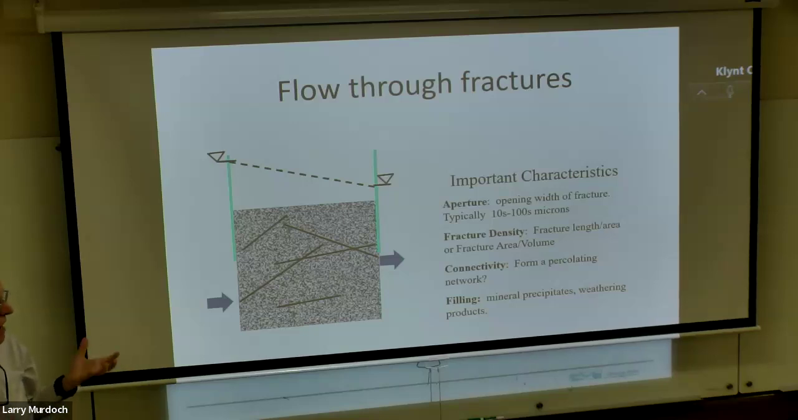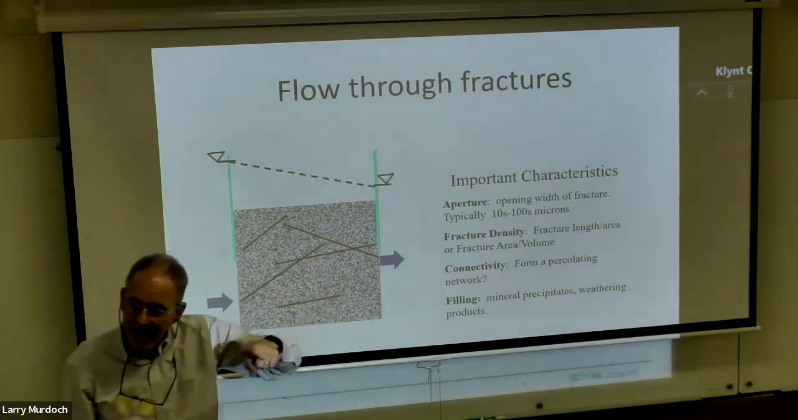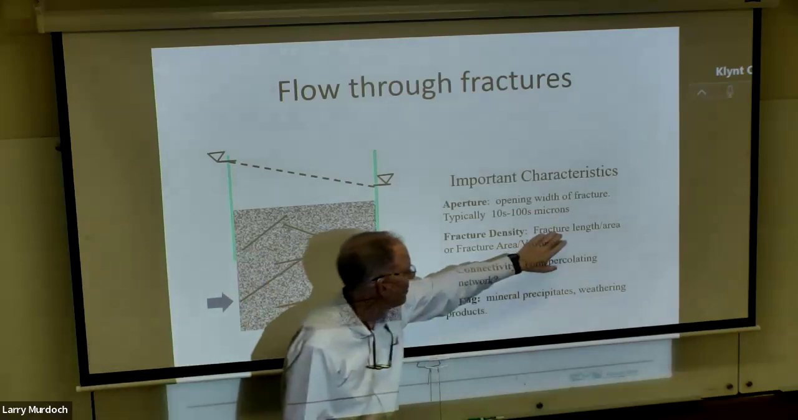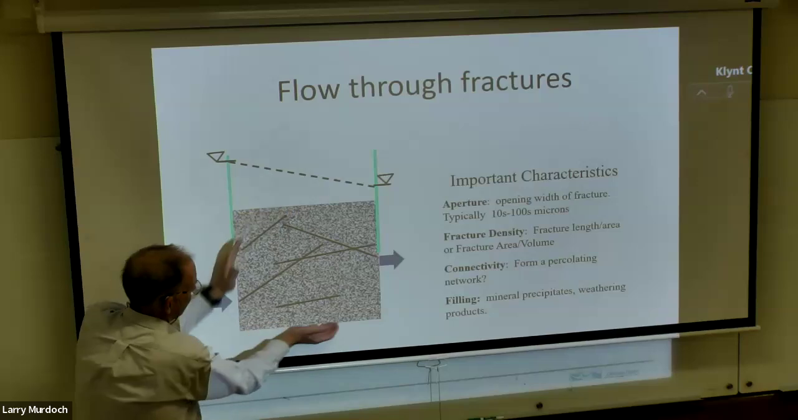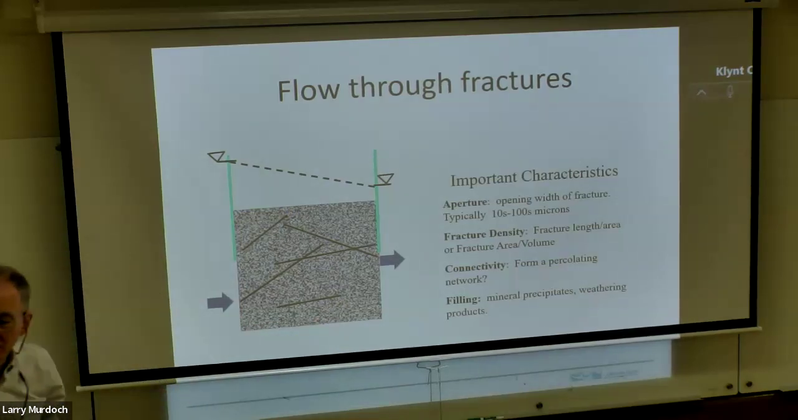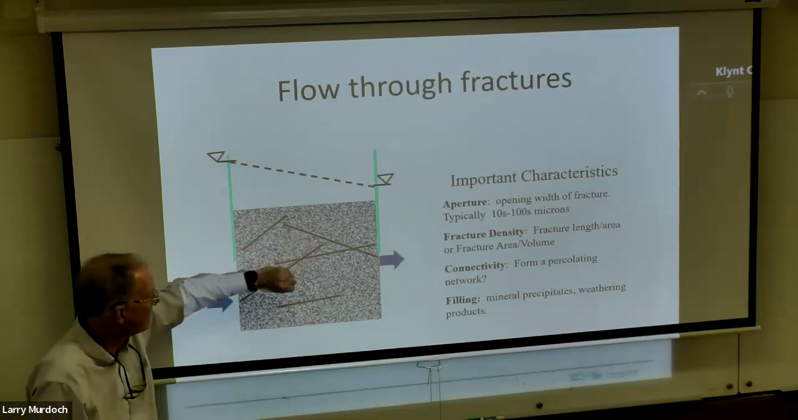It's a way to characterize how many fractures there are overall in a unit volume of rock. It's going to have units of 1 over length, right? Because for fracture length per area, we took these lengths and normalized to the area, that would have a unit of 1 over length. So that'll be an important characteristic.